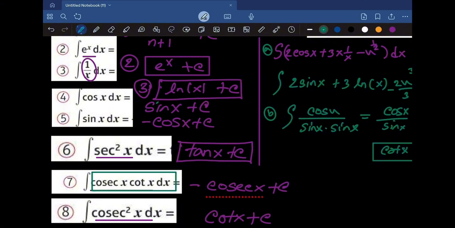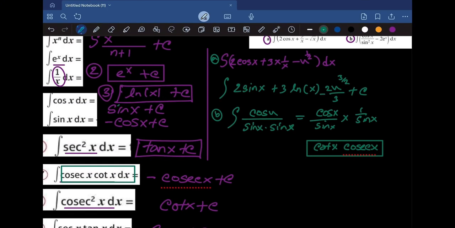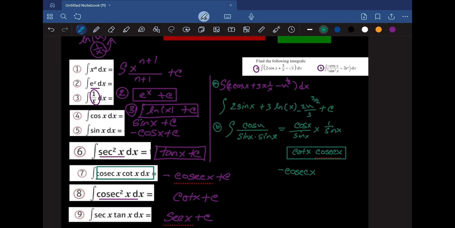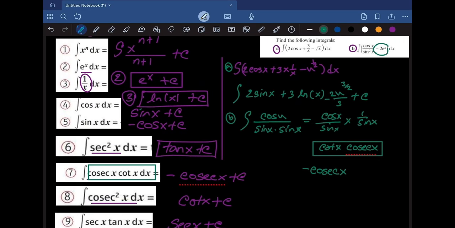So we can write minus cosec x, and from here we have to add this minus 2 e to the power of x, which will remain the same, so minus 2 e to the power of x plus c. So basically this is our final answer. Hopefully you guys have understood it completely.